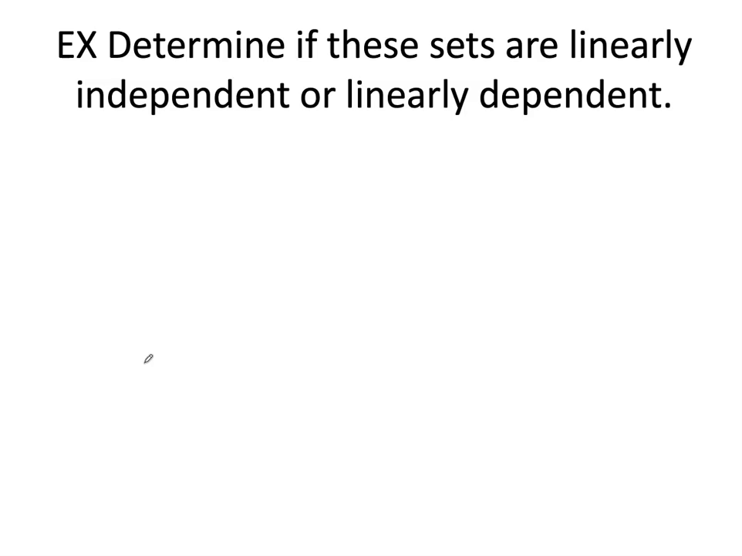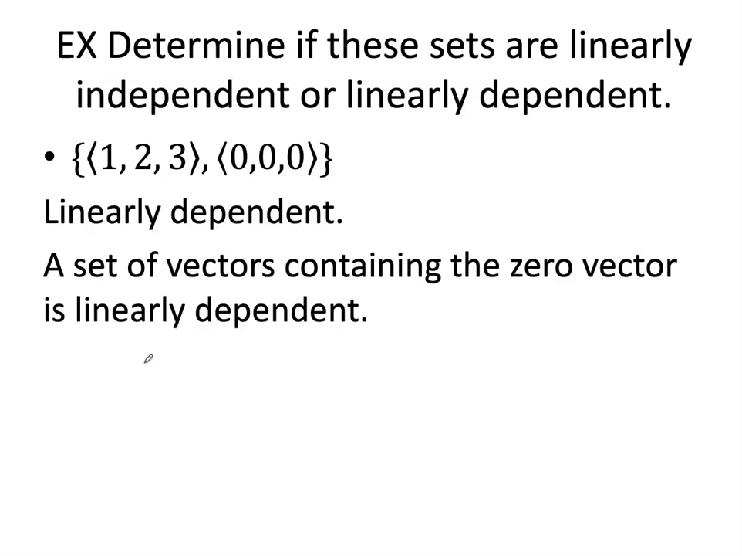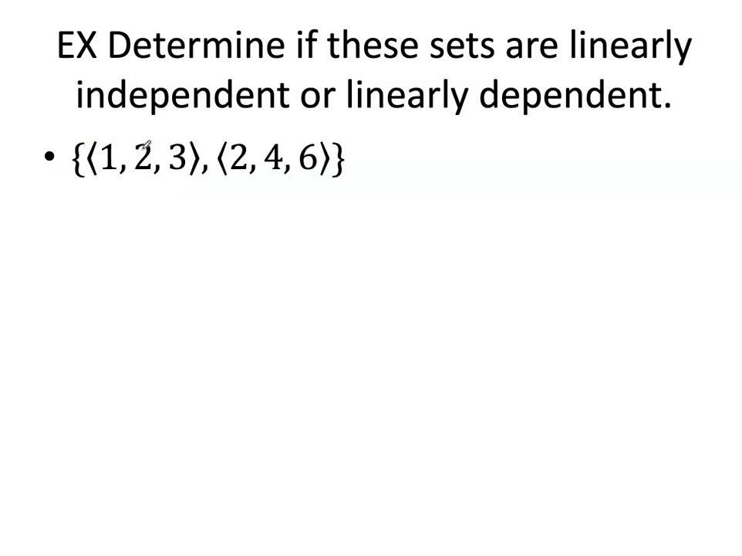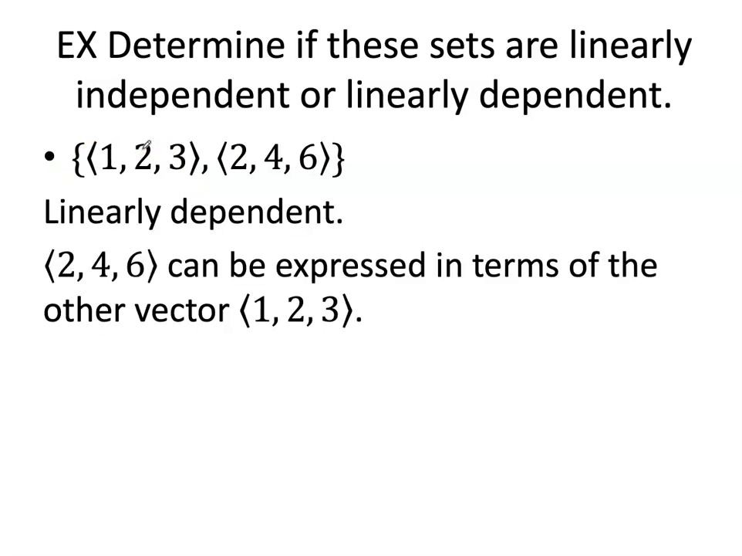Determine if these sets are linearly independent or linearly dependent. How about (1, 2, 3) and (0, 0, 0)? That would be linearly dependent. A set of vectors containing the 0 vector is automatically linearly dependent because you can express (0, 0, 0) as a linear combination of the others. It's just 0 times (1, 2, 3). How about (1, 2, 3) and (4, 5, 6)? Yeah, that's linearly dependent. (2, 4, 6) can be expressed in terms of the other vector, (1, 2, 3). It's just twice (1, 2, 3).